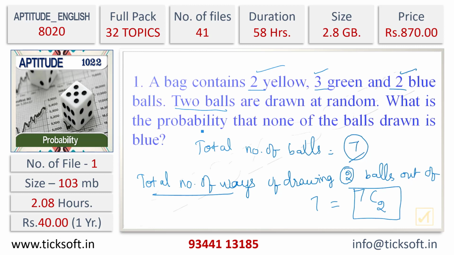And now, we have to find the probability that none of the balls drawn is blue. This means the drawn balls can be either yellow or green, isn't it? So this is the required event. So now we have to find out the number of ways of drawing 2 balls out of these 5, because it should not be the blue ball. Therefore, we have to exclude these 2.